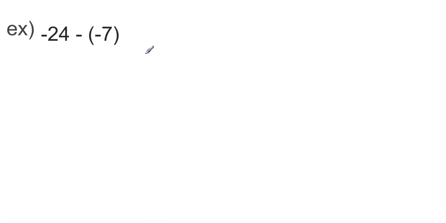Looking at this example, we've got -24 minus -7. We're going to keep, change, change. So keep the first sign, change subtraction to addition, change the sign of the second number. So that negative becomes a positive. So now this is -24 plus 7. And the signs are different. So we're going to subtract, and we know that 24 take away 7 gives us 17. 24 is the bigger number, so our answer is -17.